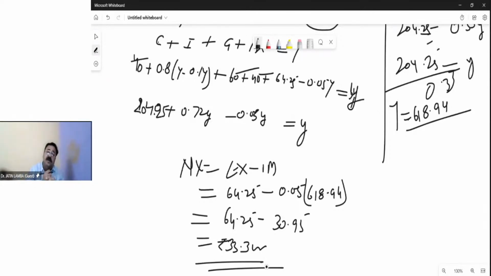Listen very carefully, please note it down, student. If any component in the equation gets changed, whether it is autonomous consumption, autonomous investment, saving, investment, government spending, taxes, anything, you will have to calculate the equilibrium level of income again, right?